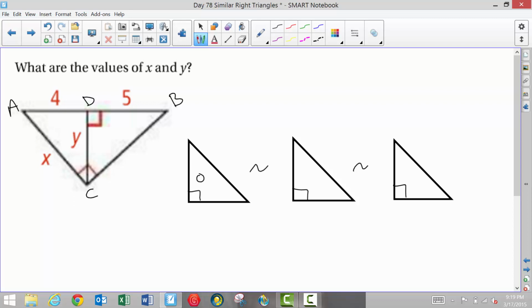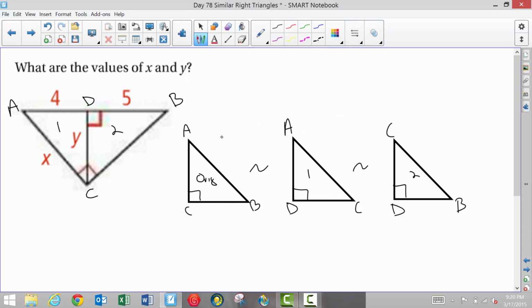So here's my original triangle. Here's triangle 1. Here's triangle 2. So in the original triangle, I have A, B, C. In triangle 1, I have angle D as my 90 degrees. Triangle 1 shares angle A with the original. So A goes up here and C. D is my 90-degree angle in triangle 2. B is the shared angle, so B has to be in the same spot as the original. And C.